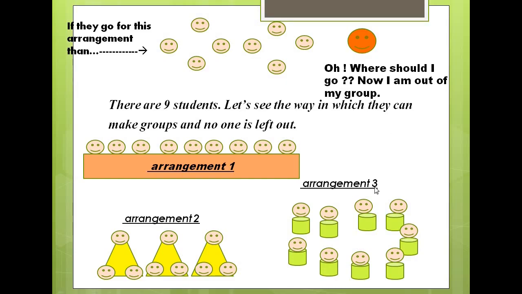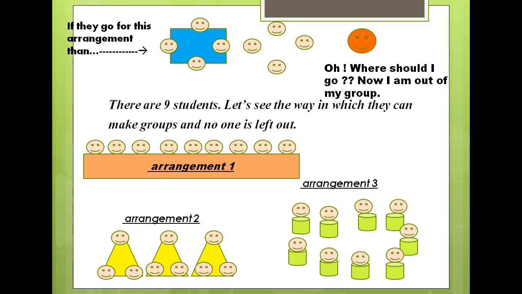Look at the third arrangement where all the 9 students thought that we will not collaborate with each other, we will not form a group together. So what they did is, they all stand alone and they said to their teacher that I am my own group. So how many groups have they formed? 9. Now apart from this, when they wanted to move in a different fashion, they wanted to make a group with 4 students. Let us see what happened.